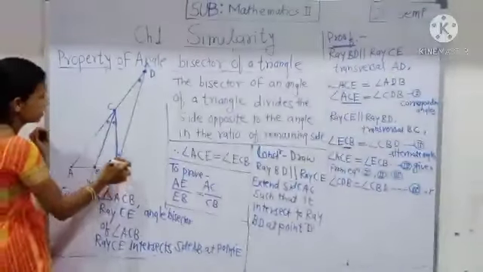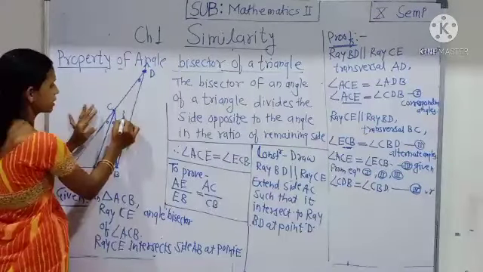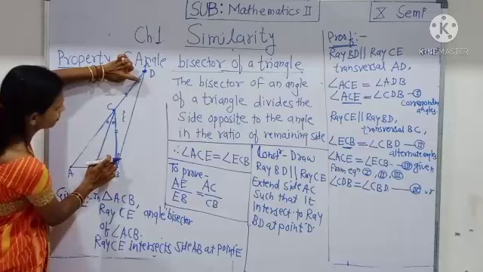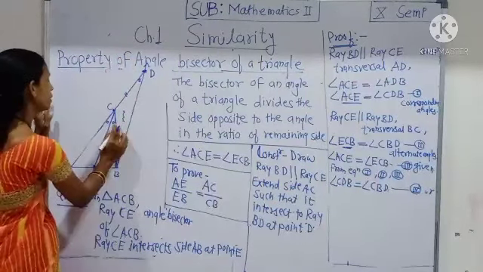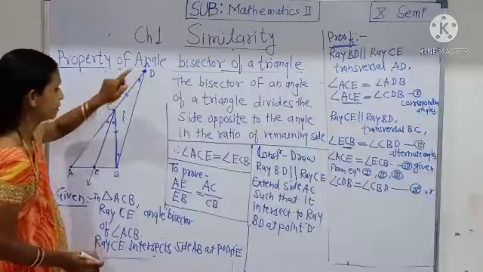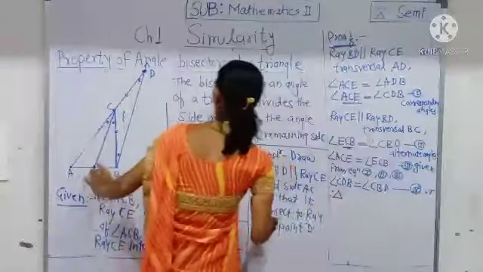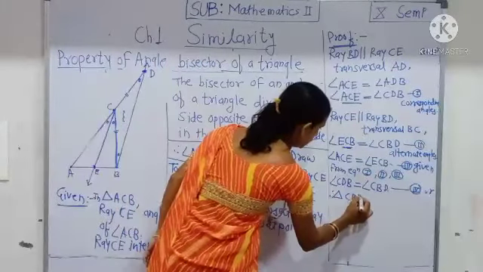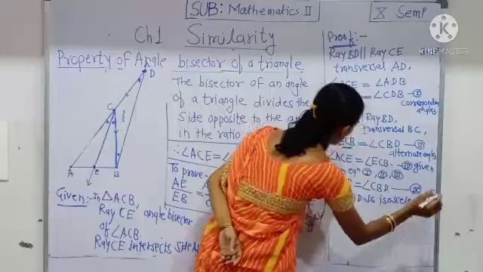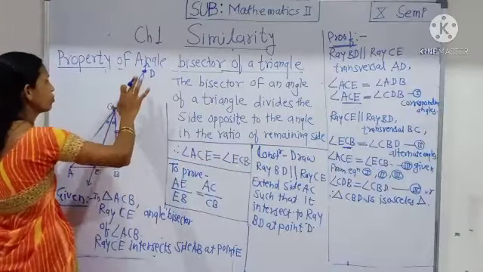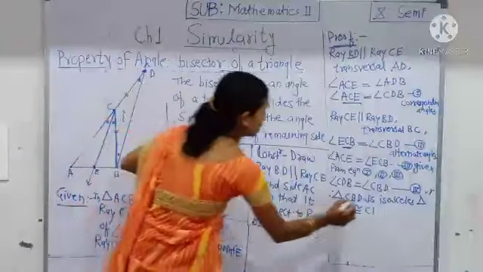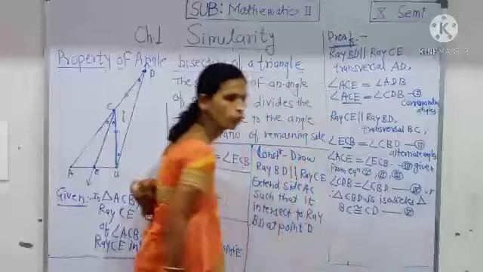Therefore, in triangle CBD, this is an isosceles triangle because its base angles are congruent. When base angles are congruent, then that is an isosceles triangle. Therefore, here BC is congruent to CD. Therefore, triangle CBD is an isosceles triangle. Therefore, BC is congruent to CD. That is equation number 5.